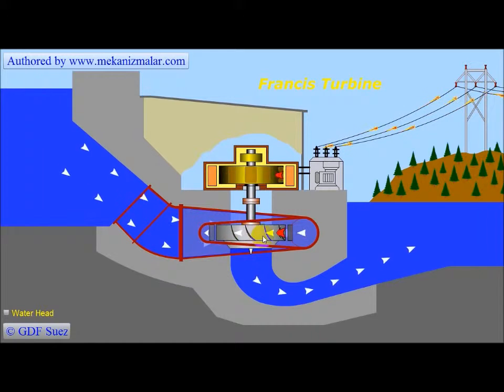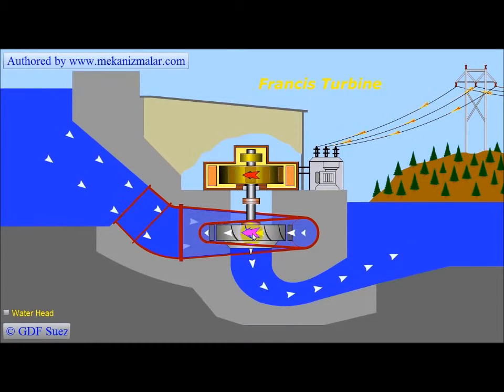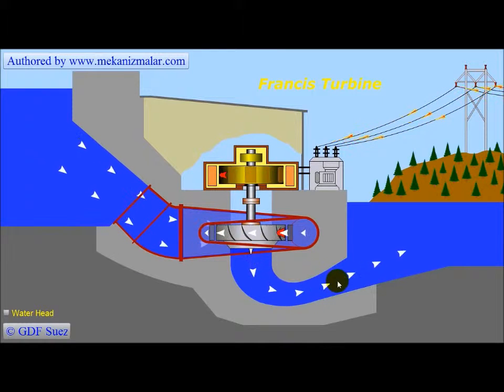After passing through the wicket gates, the water reaches the runner. The water pressure forces the runner to rotate. The rotation speed of the runner can be in the range of 80 to 1000 revolutions per minute. The water continues its motion downward under the runner to the exit pipe. The exit pipe discharges the water to the environment as low-pressure water.